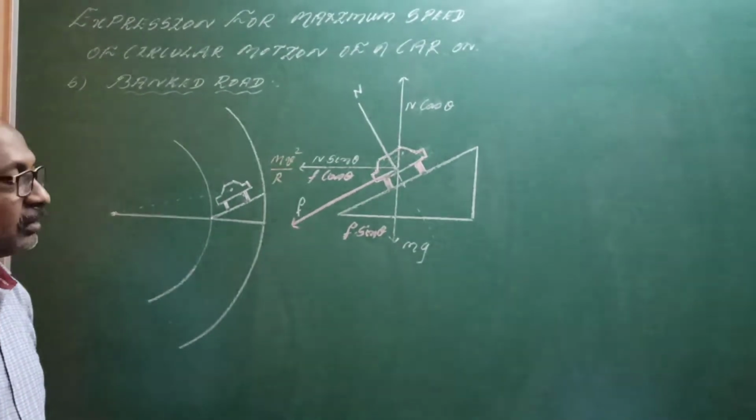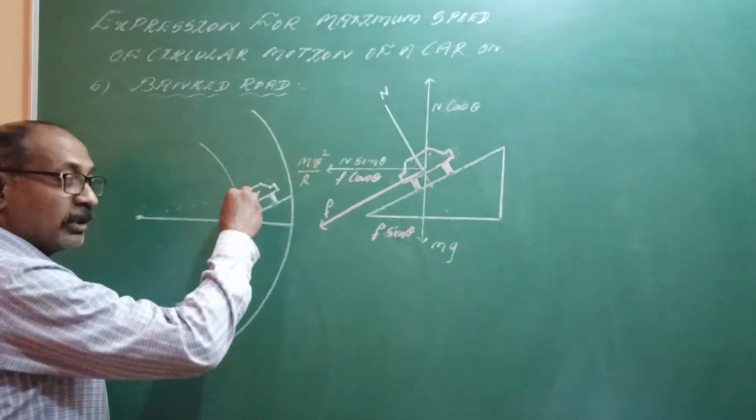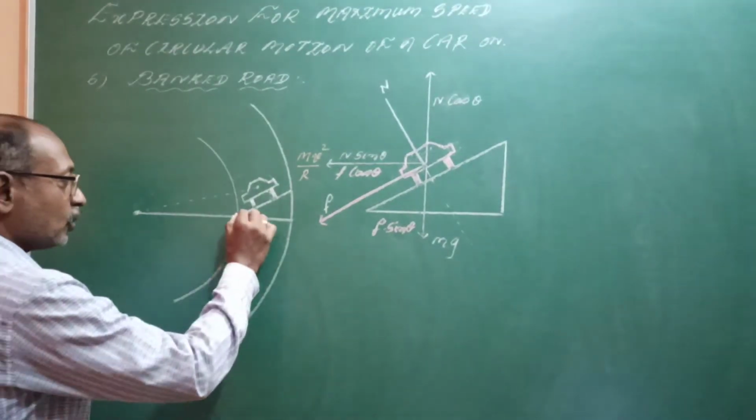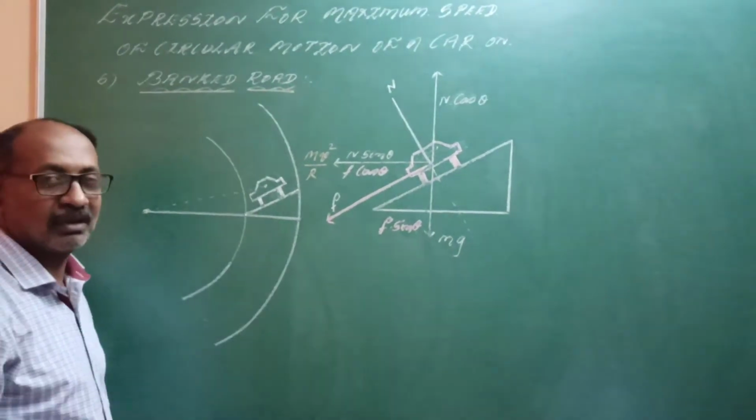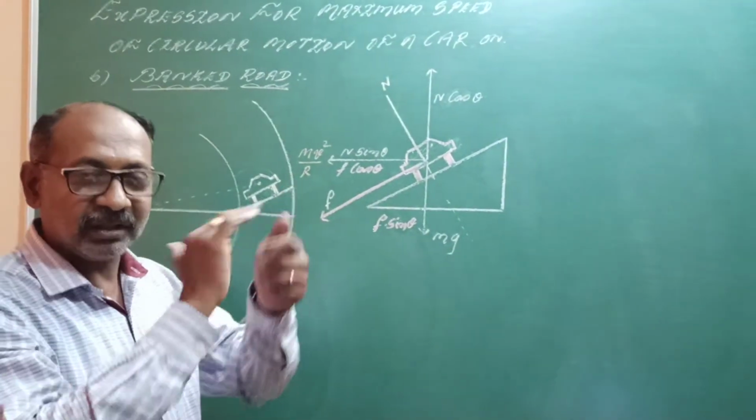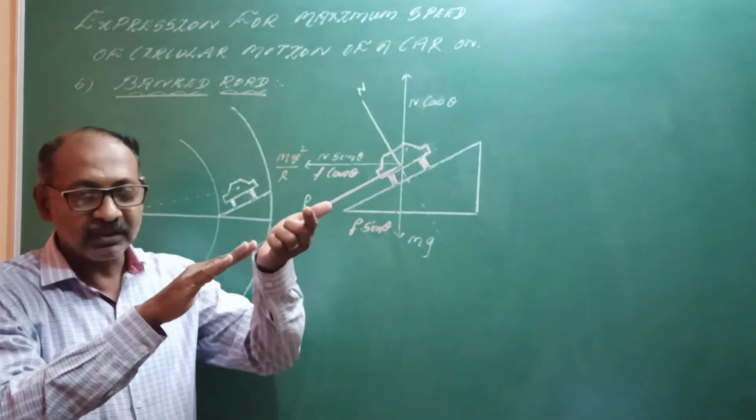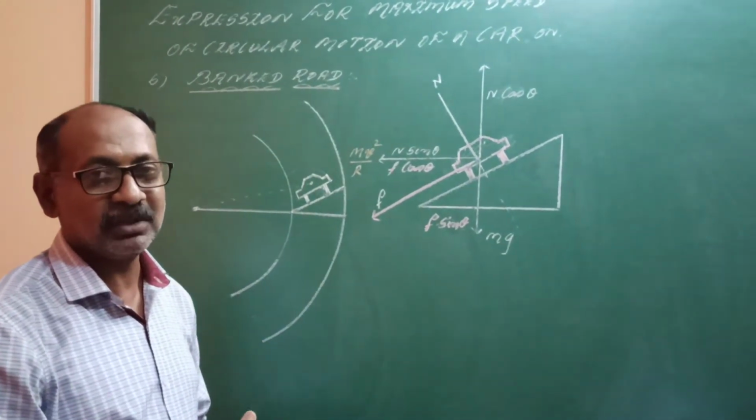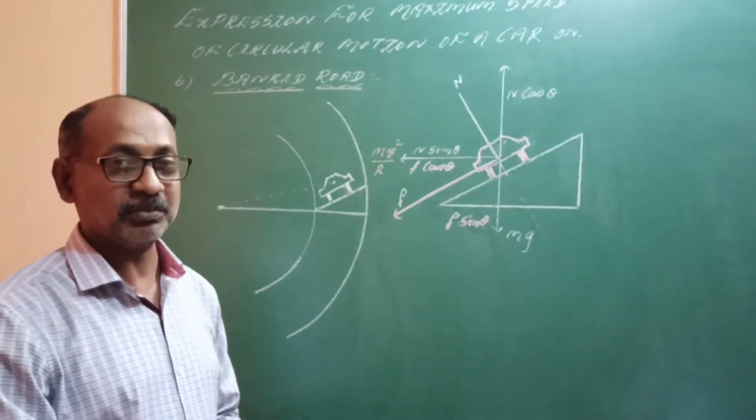So here, whenever the car or a body is under circular motion, the road itself is what here? The bend. It means that it's a bending, at one side it will bend. Then what is the maximum speed of the car, or the maximum speed of a body?